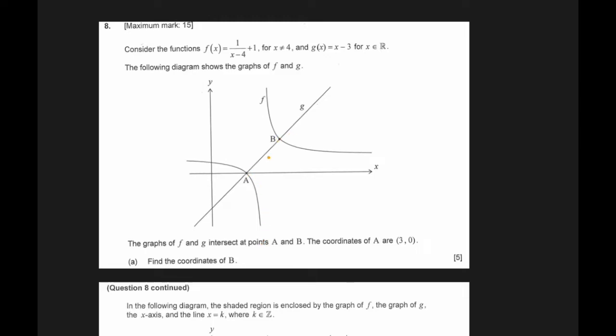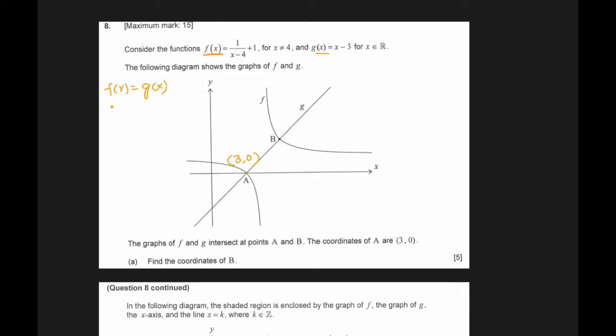We can see that the coordinates of A are 3, 0. So this is 3, 0. This x coordinate is 3. Find the coordinates of B. So basically what they are saying is find the points of intersection. One of them will certainly be 3, 0. Find the second one. That means at these 2 points A and B, f(x) is equal to g(x).